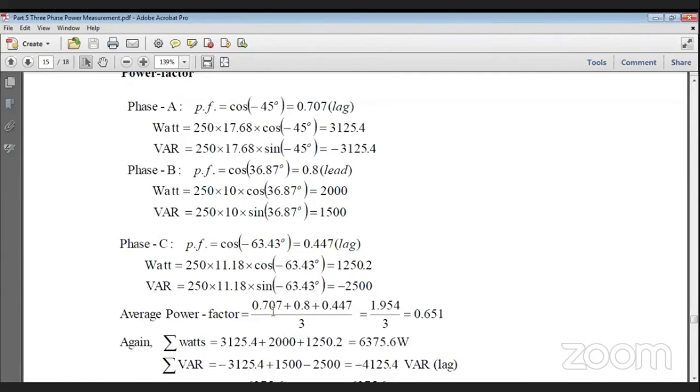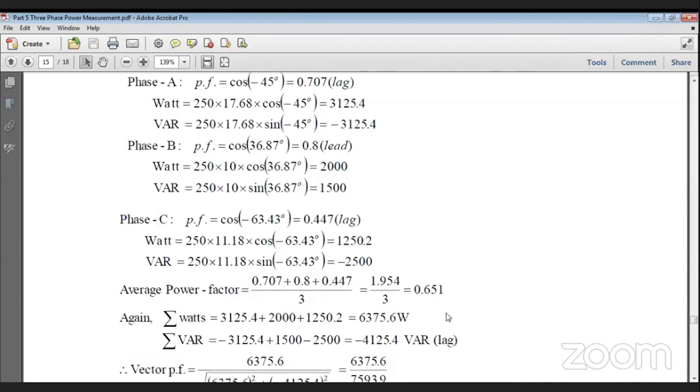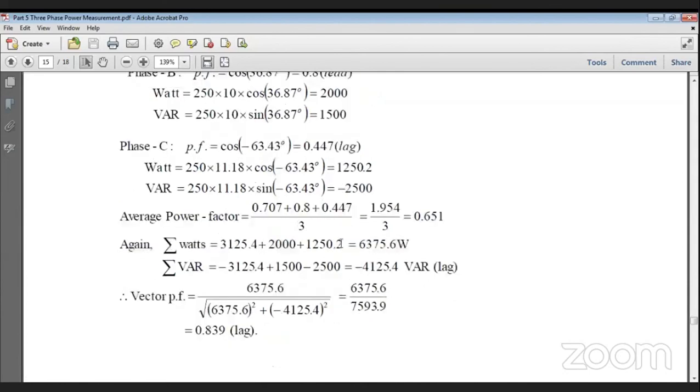But if I go for a vector power factor calculation, I take the total watt as this, the total var as this, then put in the equation: numerator is watts, denominator is the square root of watt square plus var square. So the power factor becomes 0.839, which is quite a good power factor. So if I am an industry, I will pay much less if this power factor is taken.